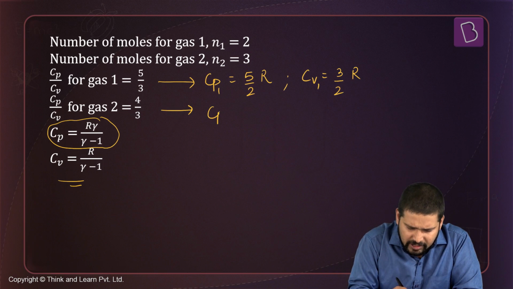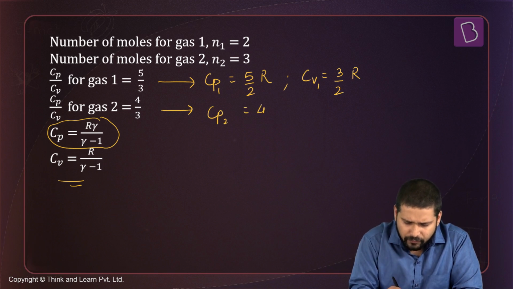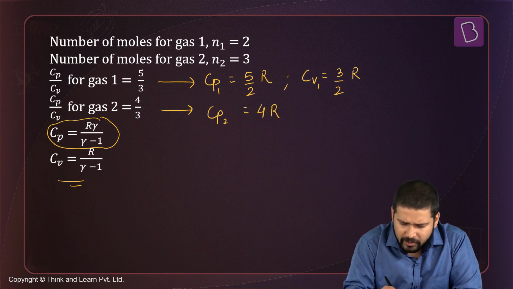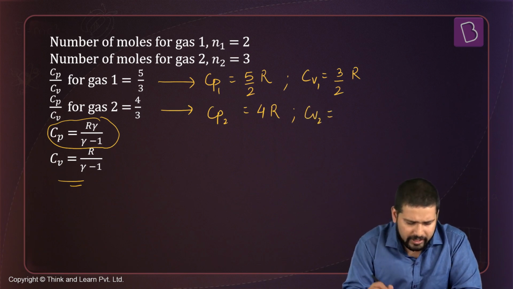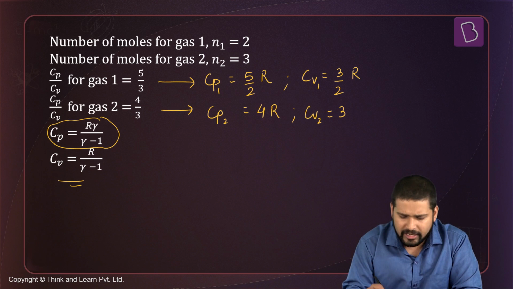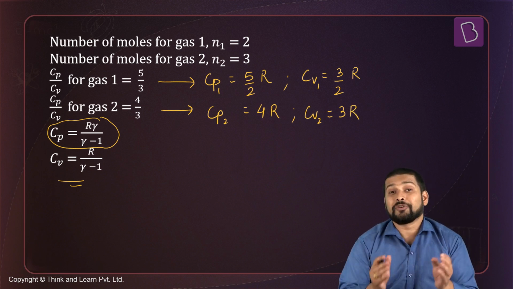Similarly, by using these two formulas, if you calculate Cp and Cv for the second gas, you're going to get Cp2 is equal to 4 times of R, and Cv2 you're going to get equal to 3 times of R. This is what you get.